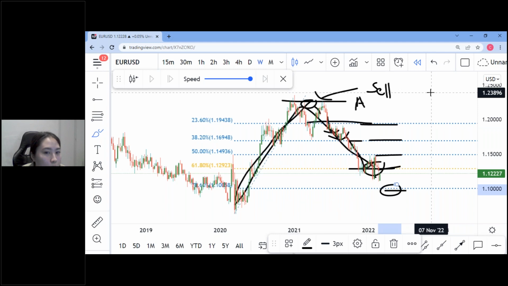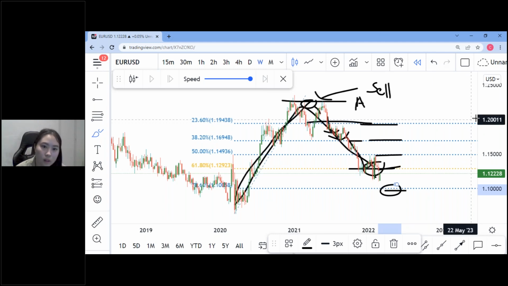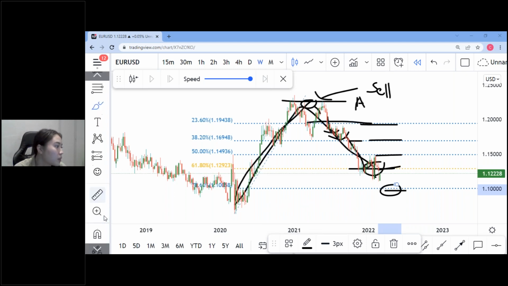Is that clear? Do you guys want me to repeat myself? Do you guys understand why the 61.8% is not? Okay, we've got a few people saying that it's clear, a few people saying that it's not clear.